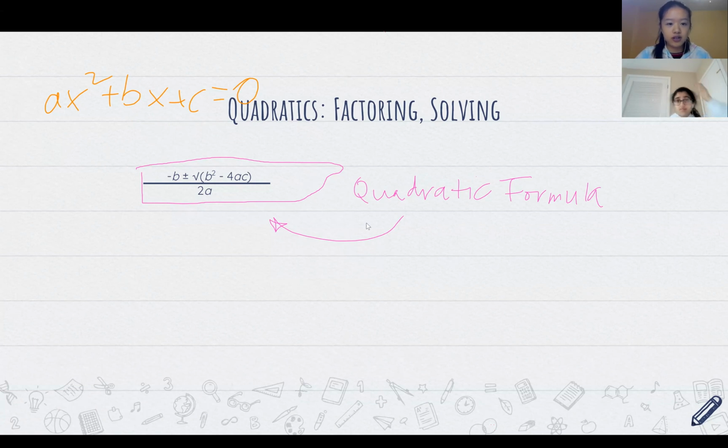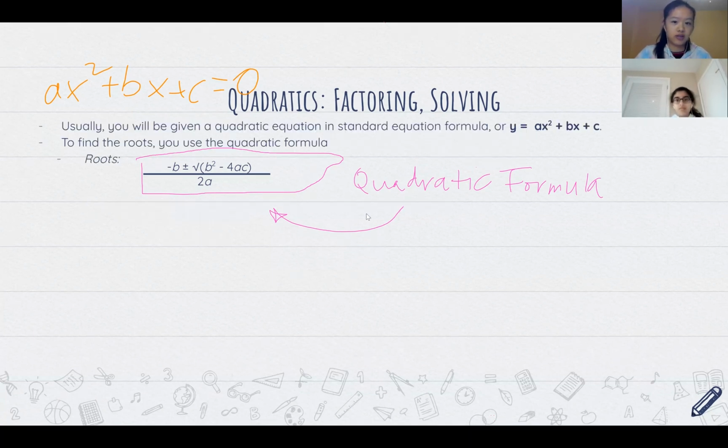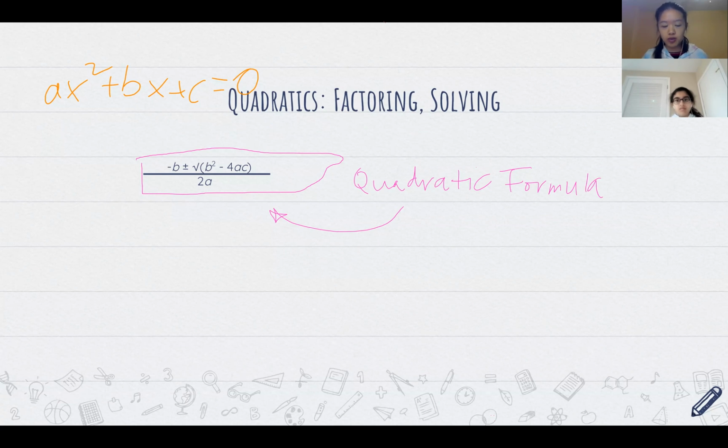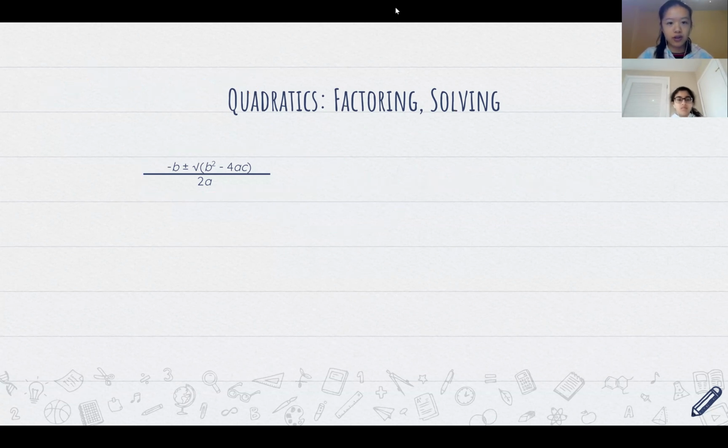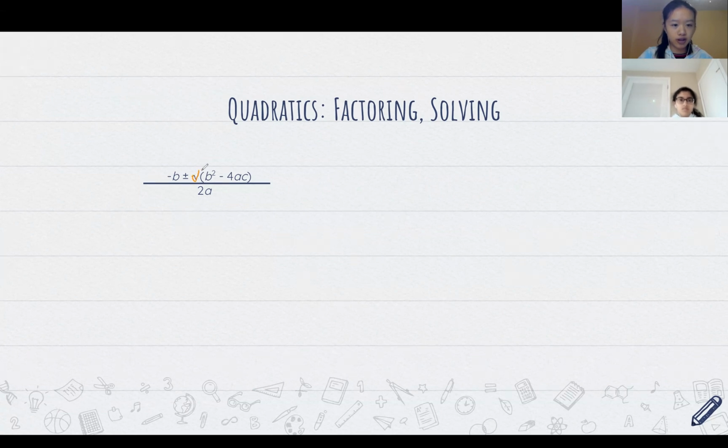So we can do some practice with that. However, there's one other thing I want to point out with the quadratic formula, and that's this square root part over here. Okay, I'll circle it in red. This thing under the square root here, that is b squared minus 4ac. This component is called the discriminant.